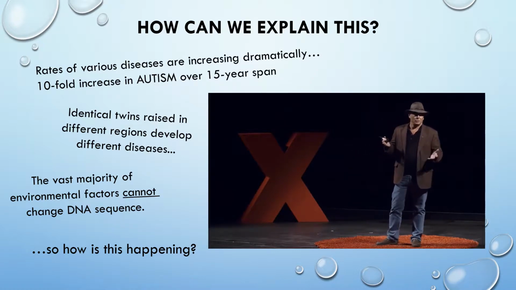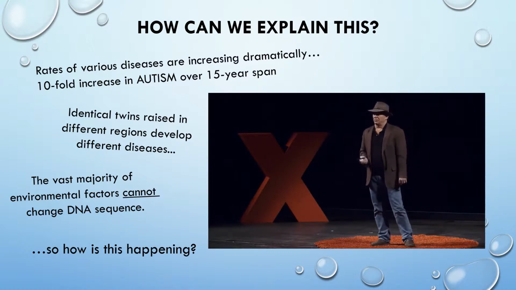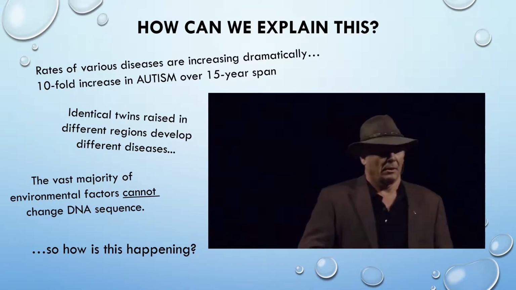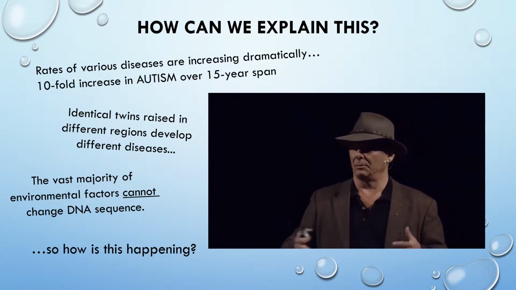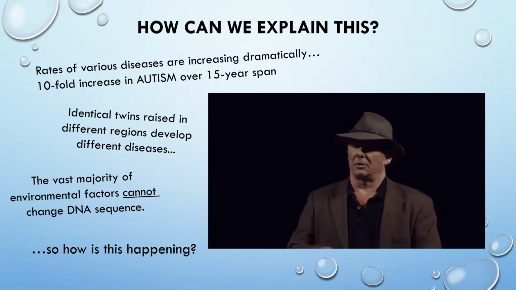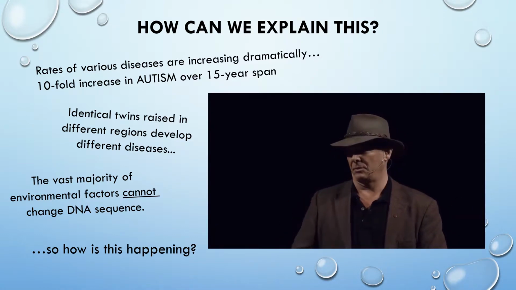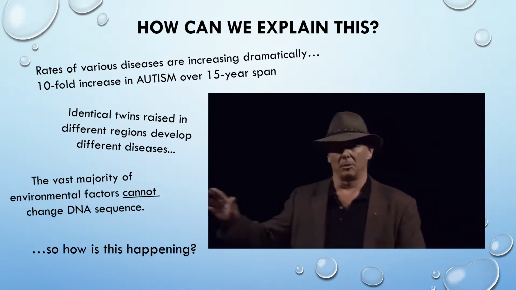If you have identical twins that have essentially the same genetics, allow them to grow up in different regions, guess what? They develop different diseases. If it was all genetics, they should have the same diseases. There's hundreds and hundreds of environmental factors that are known to promote or be associated with disease. The vast majority of environmental factors cannot change DNA sequence. They're not mutagens. So how is it an early life exposure promotes a later life event?